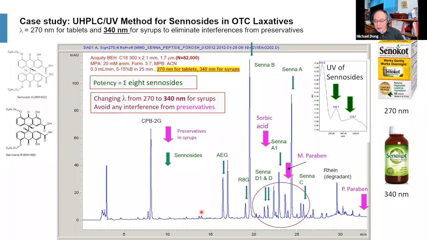So hopefully you like this chromatogram, and you appreciate that sometimes we don't have a perfect method, right? So we have to compromise, and there are ways to make your life simpler by understanding what the goals of the methods are. By changing the lambda max, the monitoring wavelength, from 270 to 340, we can have accurate quantification without interferences from the preservatives. I hope you like this case study. It's one of my better method development applications.